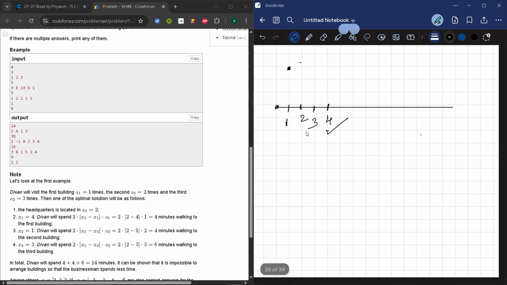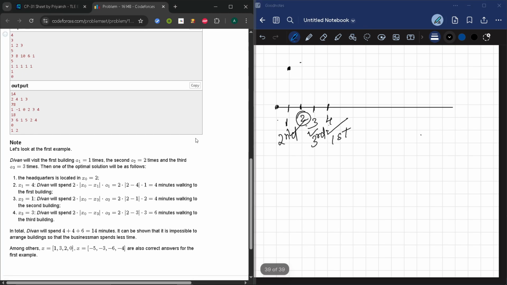Then he kept the fourth building first, and he kept again the second building first, and he kept this as the headquarter, and this is the first building, this is the second building, and this is the third building. If I'm not wrong, it's the first building. This is the second. Yeah. Now what he did is visit a1 equal to 1 time. He'll visit this one time, and he'll visit this two times. He'll visit this three times. Is that the thing?